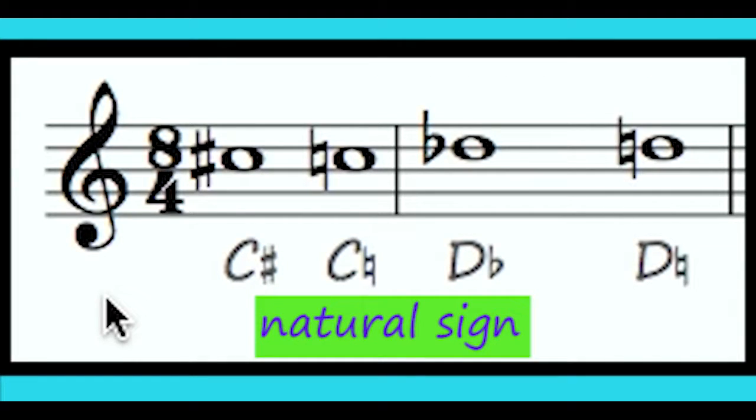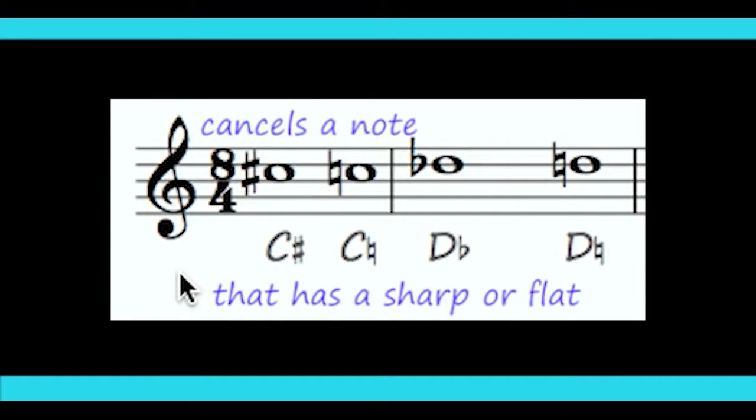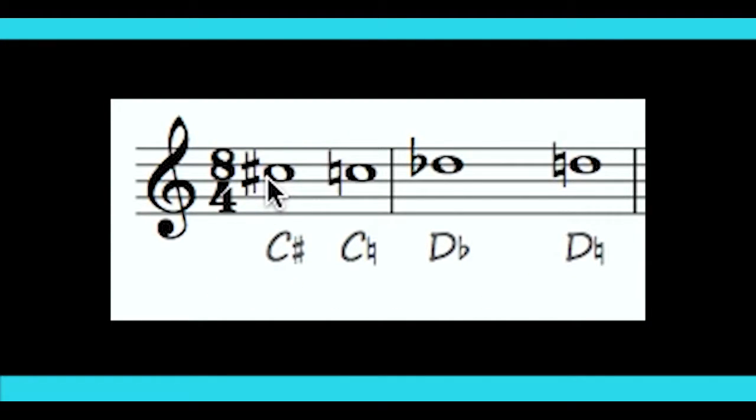Now let's review the natural sign. A natural sign is written to cancel a note that has a sharp or a flat. For example, here's a C sharp in the bar, and we want the next note to be C, so we put a natural sign in front of the note.